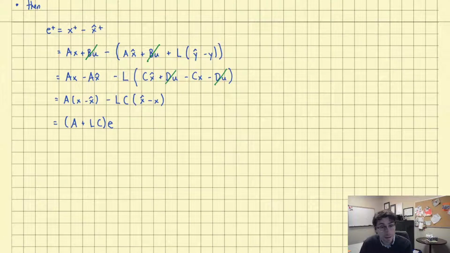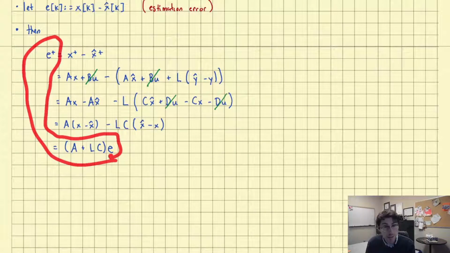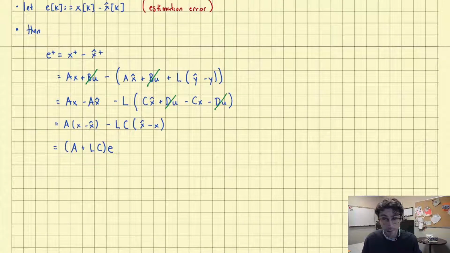Okay? So this linear plant and this observer that we've proposed, when you combine them, the state estimation error, in other words, the difference between the plant state and our estimated state, will evolve over time according to the following difference equation. E plus equals some matrix times E. We want that error to go to 0. We want our estimate to converge to the plant state. So what do we want? We want this system to be asymptotically stable. Okay? So conclusion.